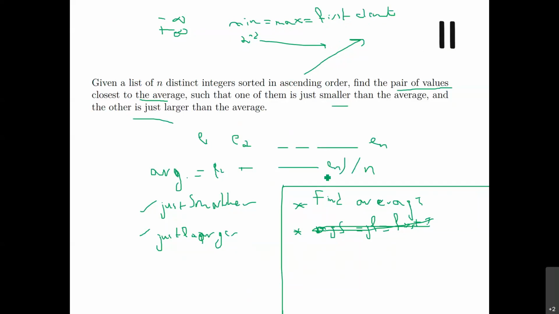I was going to say the same thing here, but it doesn't work because we want them to be just smaller than the average and just bigger than the average. So that might cause problems. It might not. Okay, so let's say you do the minus infinity plus infinity idea.